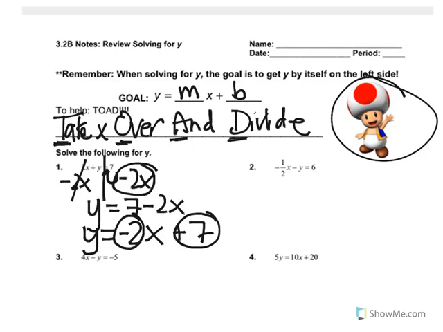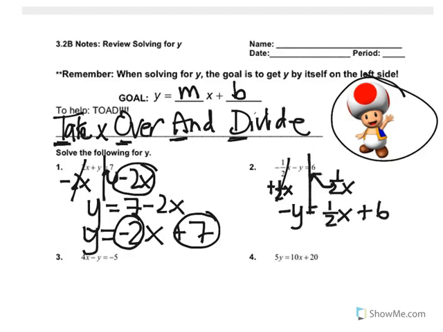Let's try the next one. We want to solve this equation for y. So we want to take the x over and then divide. So we're going to add 1/2 x to both sides. I'm going to take that 1/2 x and tuck it right in front of the 6. So now let's see what we have left over. We have negative y left over on this side equals 1/2 x plus 6.